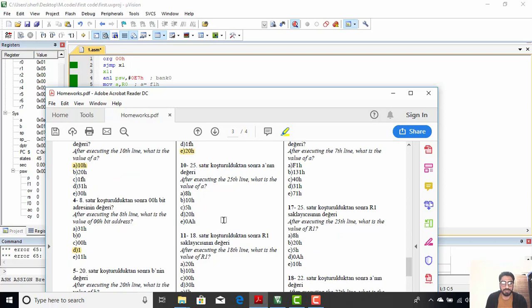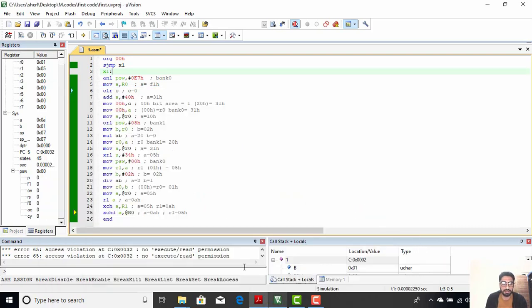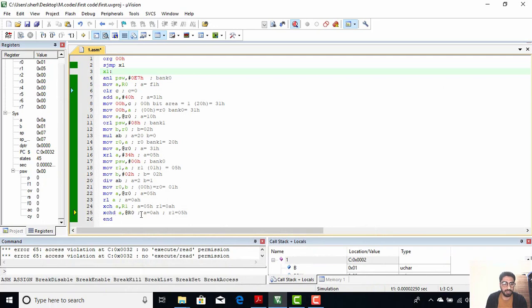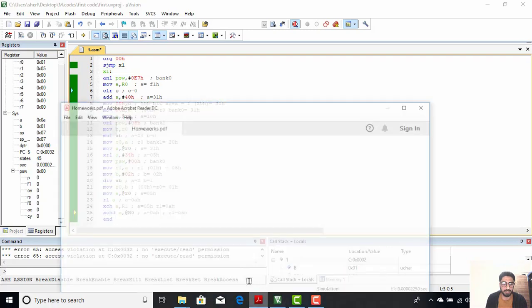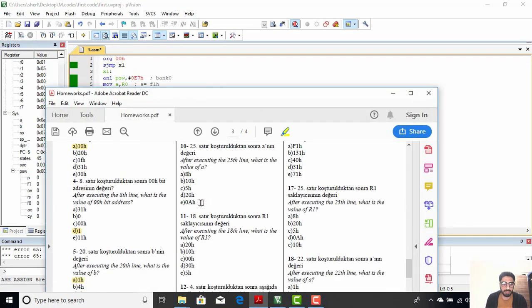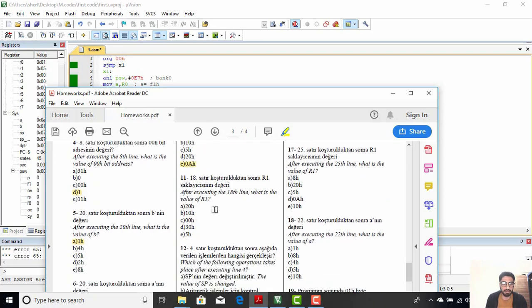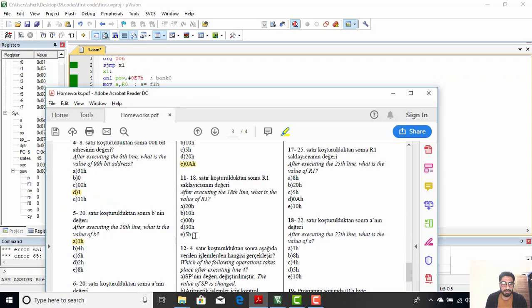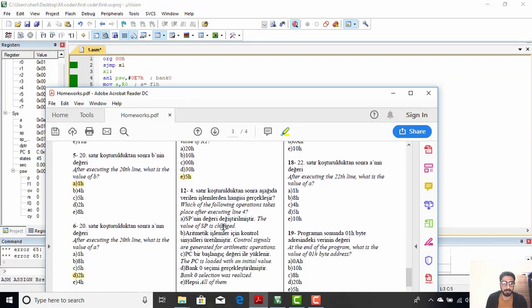Now the 25th line, take the value of A. Yeah, 25, the value of A is 0Ax. Okay, 0Ax, the right one. Now, the 18th line, the value of R1. At the 18th, the value of R1 was 05x. It means 5x, the same.